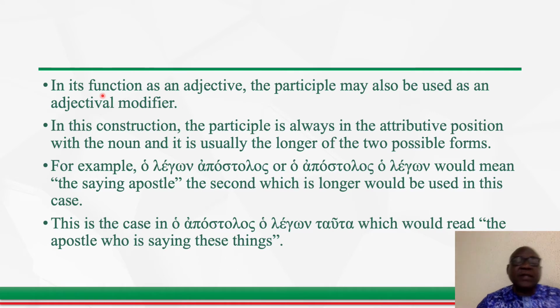Now, in its function as an adjective, the participle may also be used as an adjectival modifier. And when this happens, there are two possible positions. So let's take a look at this. O legon apostolos, or O apostolos o legon. The two of them will mean the same thing, the saying apostle, or the apostle who is saying.